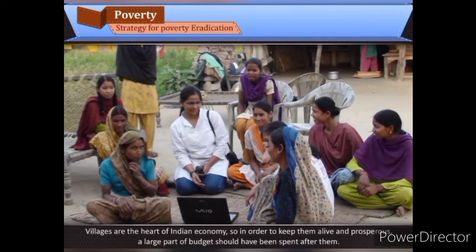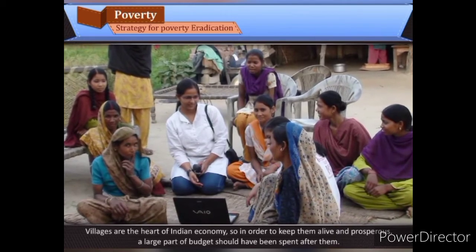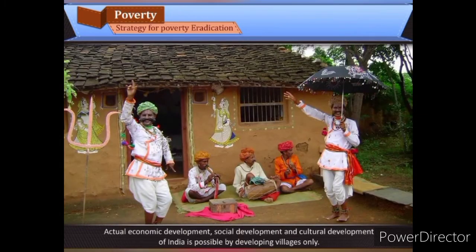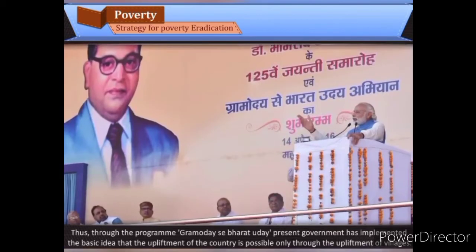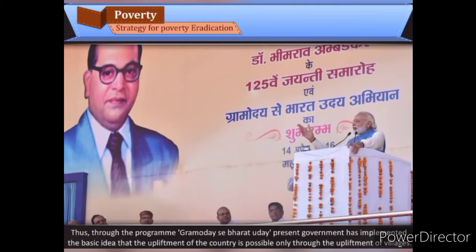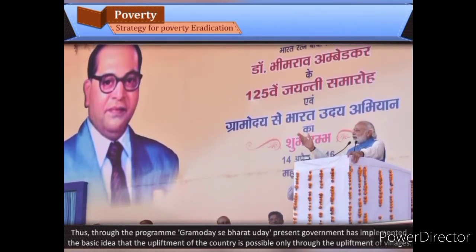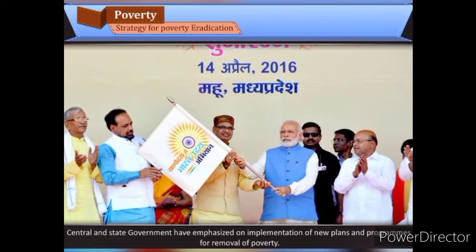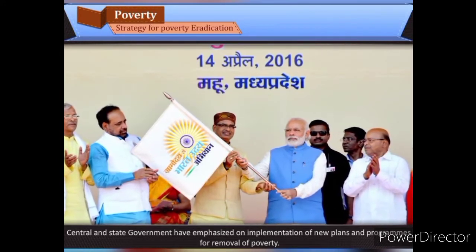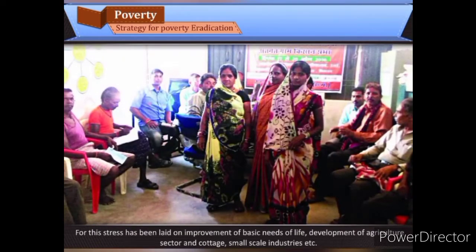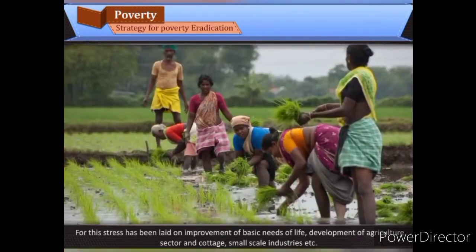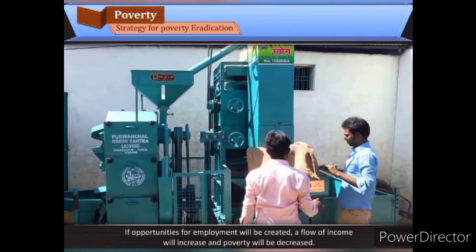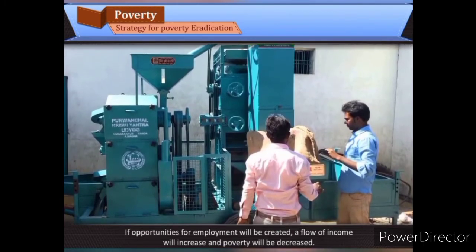So in order to keep them alive and prosperous, a large part of the budget should have been spent on them. Actual economic development, social development, and cultural development of India is possible by developing villages only. Thus, through the program Gramoday Se Bharat Uday, the present government has implemented the basic idea that the upliftment of the country is possible only through the upliftment of villages. Central and state governments have emphasized implementation of new plans and programs for removal of poverty. For this, stress has been laid on improvement of basic needs of life, development of the agriculture sector and cottage, small-scale industries, etc. If opportunities for employment are created, the flow of income will increase and poverty will decrease.